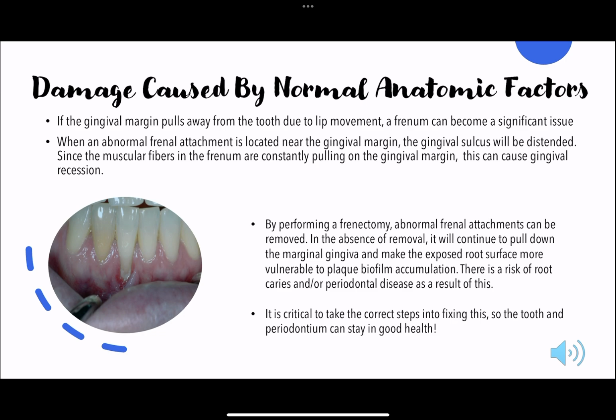So by performing a frenectomy, the abnormal frenal attachment can be removed, but in the absence of removal, it will continue to pull down the marginal gingiva and make the exposed root surface more vulnerable to plaque biofilm accumulation. There is also a risk of root caries and/or periodontal disease as a result of this. So it's very important to take the correct steps into fixing this so that the tooth and the periodontium can stay in good health.